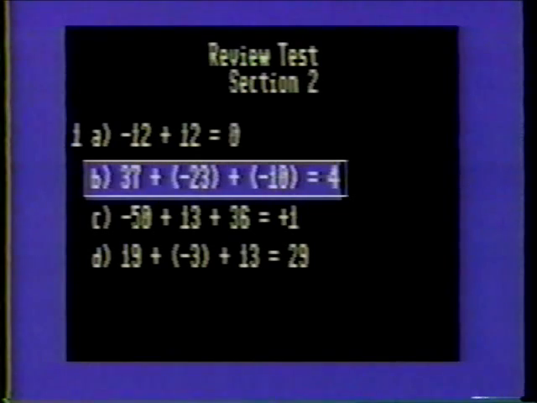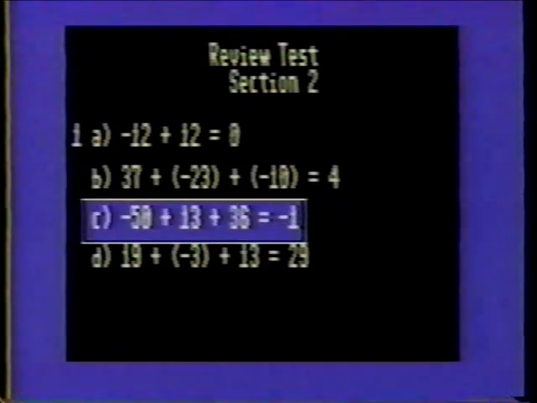Problem 1B. This problem will be easier to solve if you add the negative numbers first. Remember, adding negative numbers does not change the sign. Negative 23 plus negative 10 is negative 33. Positive 37 plus negative 33 is positive 4.